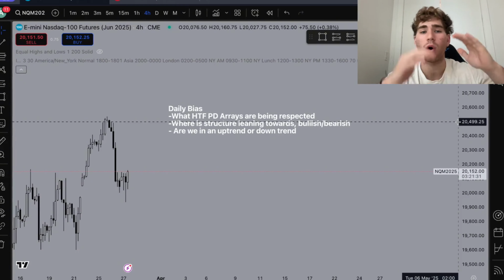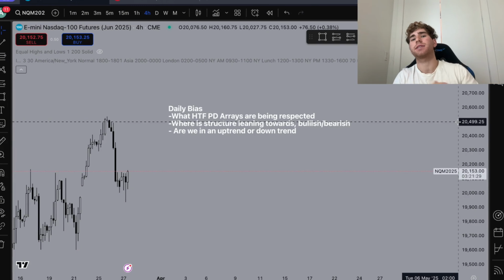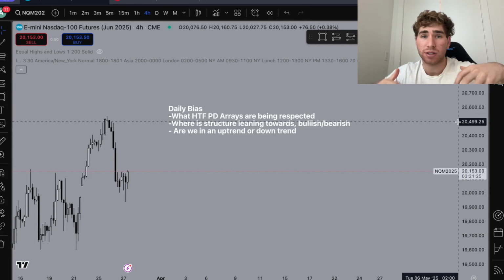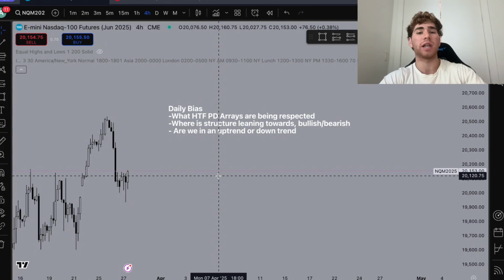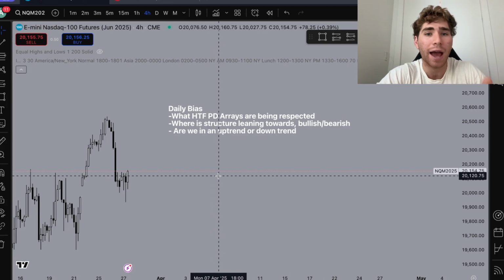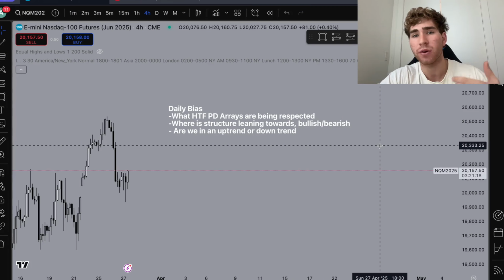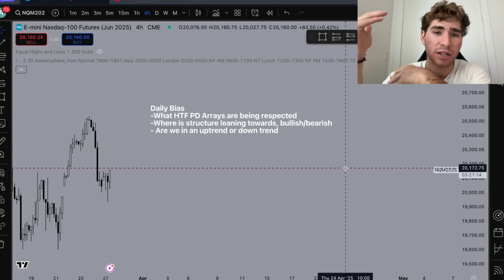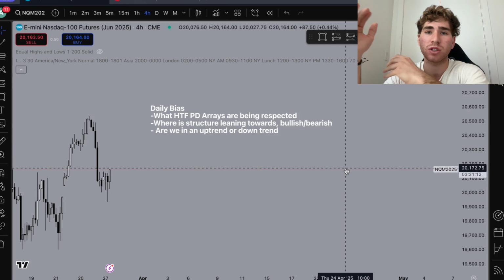Today I'm going to be going over how to utilize high time frames and how to find your daily bias. So our daily bias is essentially going to be found by utilizing the higher time frame, seeing what high time frame PD arrays are being respected in the moment, where structure is leaning towards bullish/bearish, and are we in an uptrend or a downtrend.